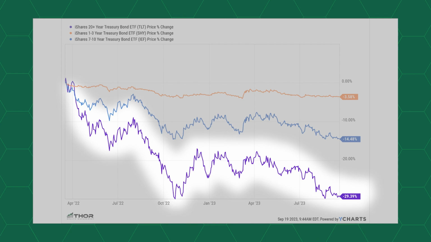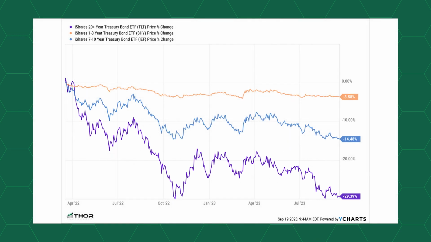What does that mean? If you went ahead and bought a 20-year Treasury back in March of 2017, you paid $100 for that bond. Today, you would get $70 for that bond. That's a 30% reduction in your price. And that's what people don't understand about bonds, that there is a risk out there with interest rates going up.